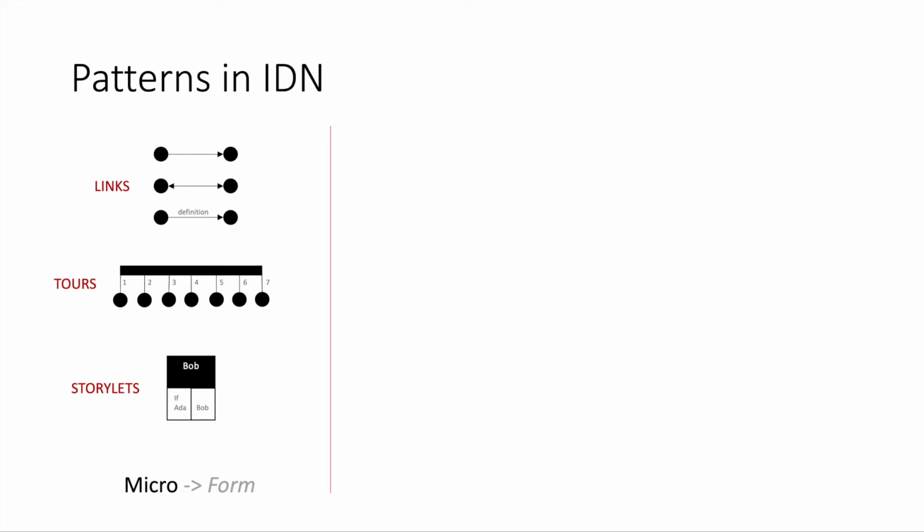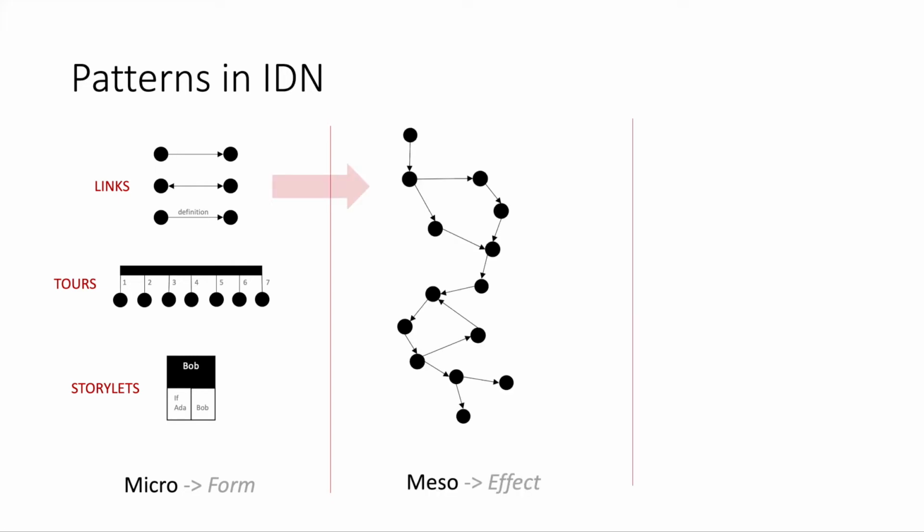The point about micropatterns is that they come together to define a sort of form in IDN. A combination of links produces a calligraphic hypertext. A combination of storylets produces a sculptural hypertext. So those links are all combined together and they produce a larger structure. If we take links as the example of the micropatterns, we might get a graph. And within this graph, we can see our second set of patterns.